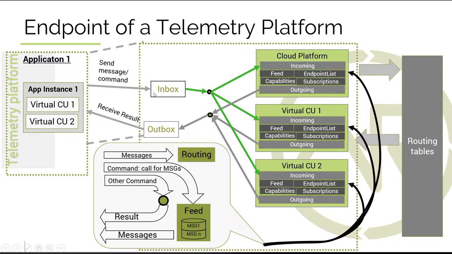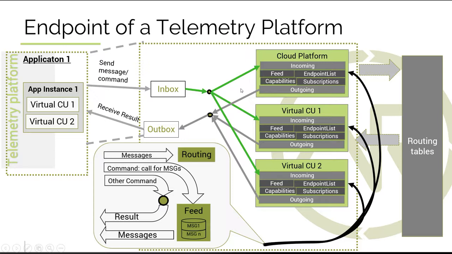So your communication will still go to the same endpoint, but if you want to receive messages from your feed, you have to request the feed of either your app instance or the feed of your virtual CU or the feed of the other virtual CU. The difference is that the inbox and outbox is described by the device alternate ID, and the address of the feed and endpoint list and so on is described by the sensor alternate ID.